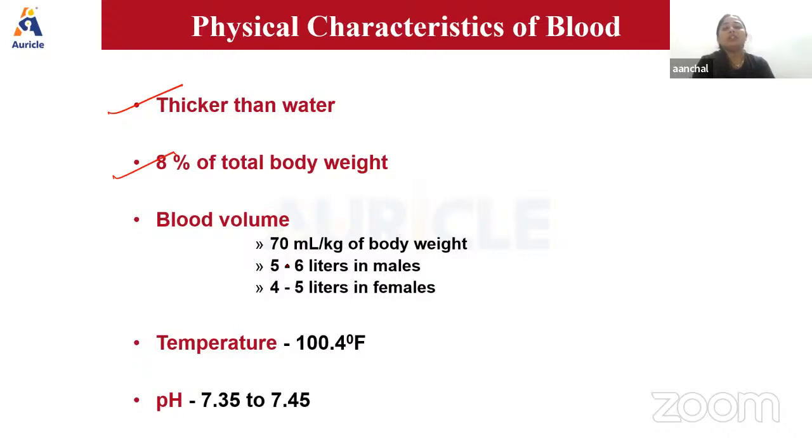Now, the physical characteristics, as we have discussed: it is thicker than water, and 8% of total body weight. The blood volume is 5 to 6 liter in male, and it is lesser in female, that is 4 to 5 liter, and it is 70 ml per kg of body weight. The temperature is 100.4 Fahrenheit, and the pH ranges from 7.35 to 7.45.